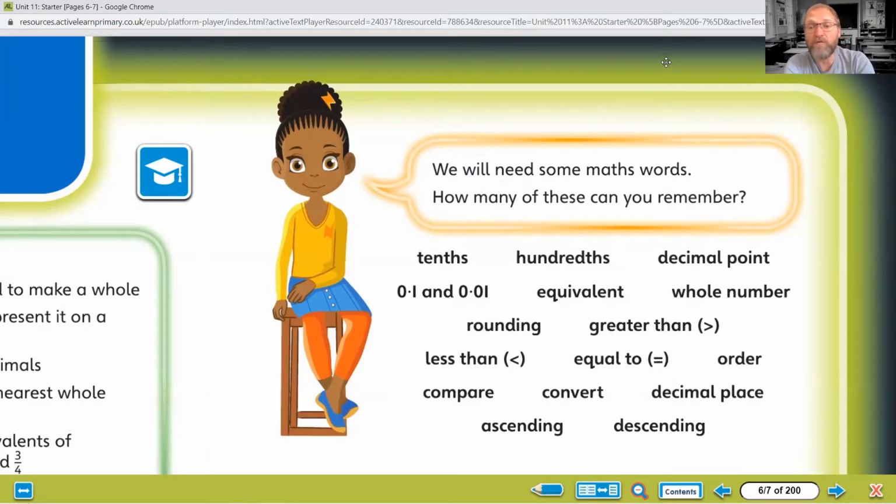So 1/2 might become 0.5 or 0.5 might become 1/2. The decimal place tells us how many decimal numbers we have. So 1 decimal place would just be tenths. 2 decimal places would be tenths and hundredths. Ascending means to get bigger and descending means to get smaller.